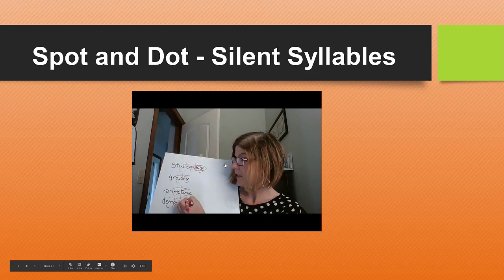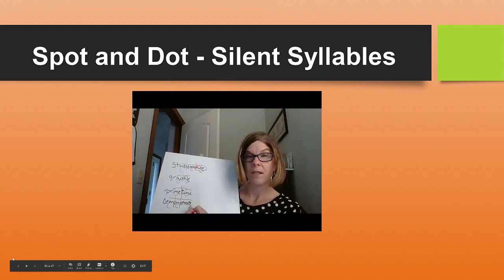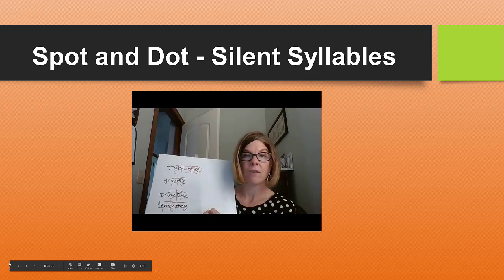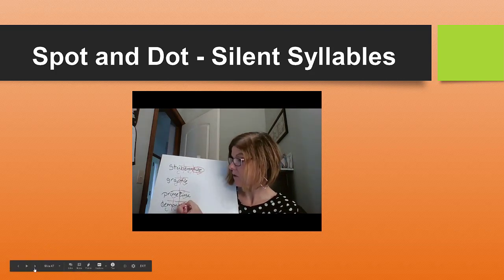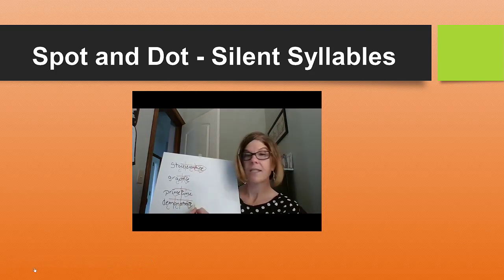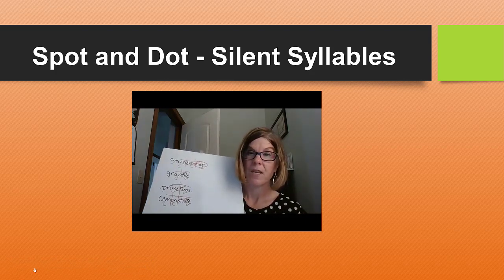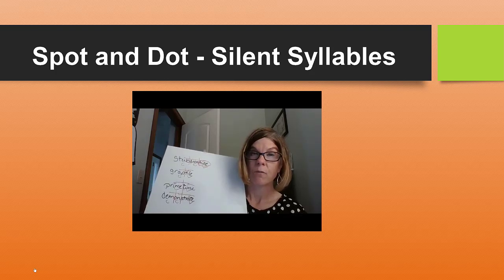So now I'm going to connect my A and my E, and I notice that I have a vowel followed by a consonant followed by the E. So I'm going to come here and draw my vowel, consonant, silent E. And I know that that A is going to be long. So this three-syllable word would be read dem, on, strate, or pushing them together, demonstrate. So that's how you spot and dot words with vowel, consonant, silent E.